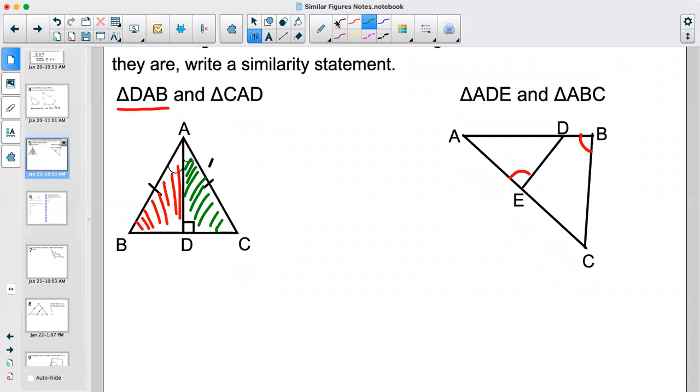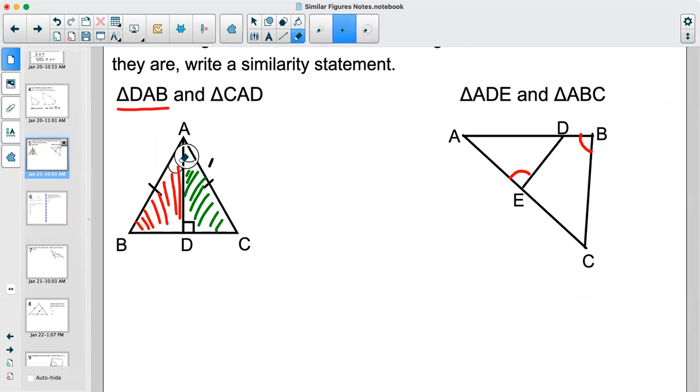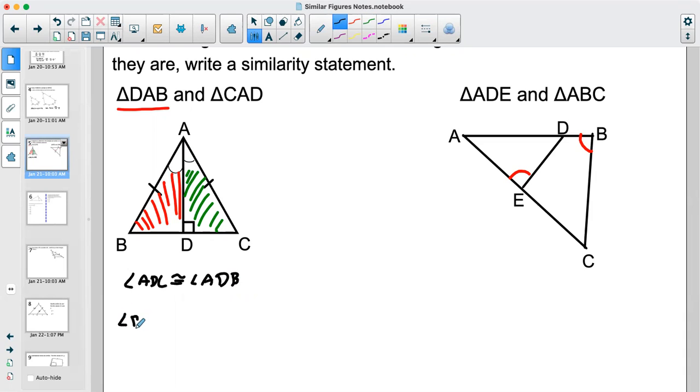So are they similar? Well, do they have all the same angles? Well, they both have a 90-degree angle. That's right here. And this angle here, that little mark on the angle tells you that these are the same angle. So I can write angle ADC is congruent to angle ADB because they're both 90. Angle BAD is congruent to angle CAD. That's certainly true because that little mark tells me.